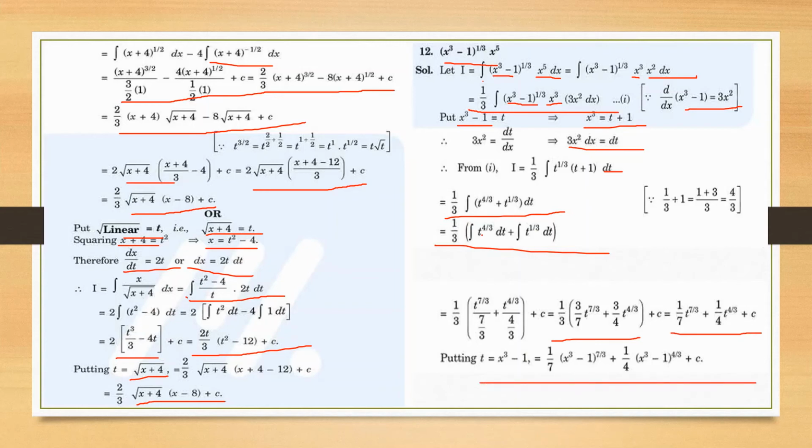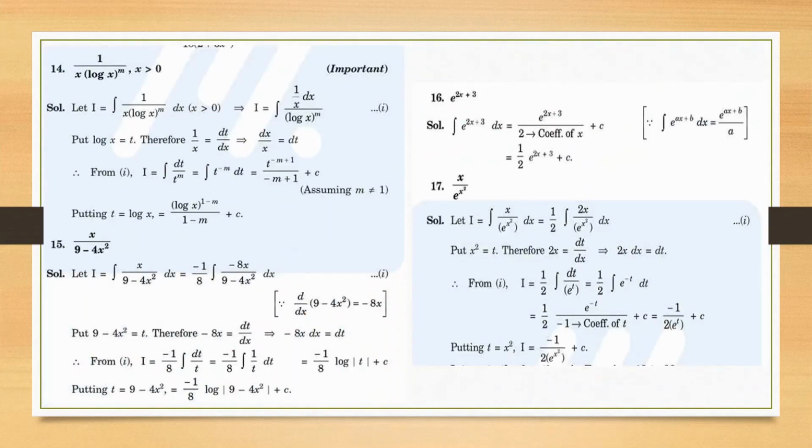Again, 1 upon x log x raised to power m. So it is very clear that put log x is t. Okay. Put log x as t, because log x is having 1 upon x, as we did in a question earlier also. So put it like this. And because I can write it as 1 upon x dx upon this. So 1 upon x dx equal to dt.